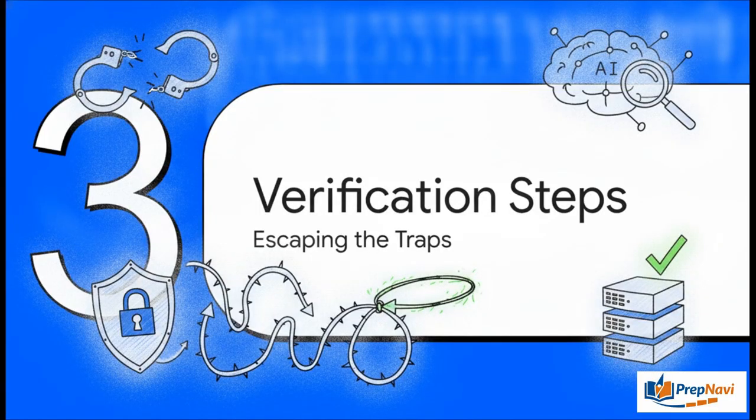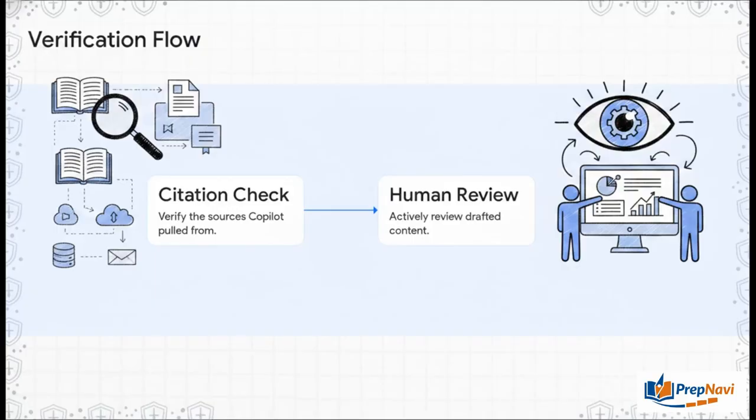All right, Section 3, crucial verification steps, escaping the traps. So we know the risks now, but the AB-730 isn't just about spotting problems, it's about actually solving them. Let's look at the tools you are required to use to escape these traps.